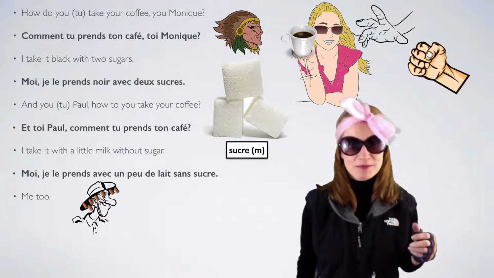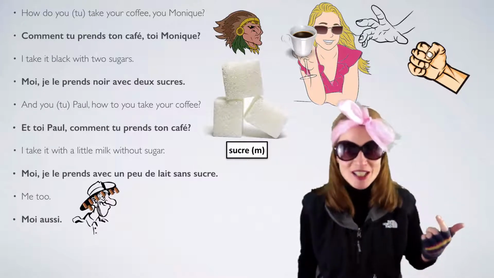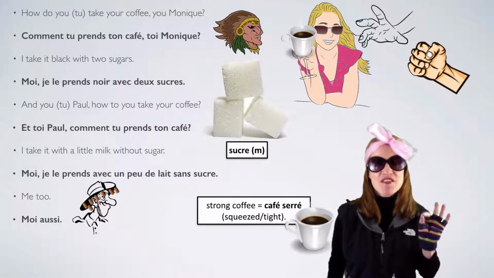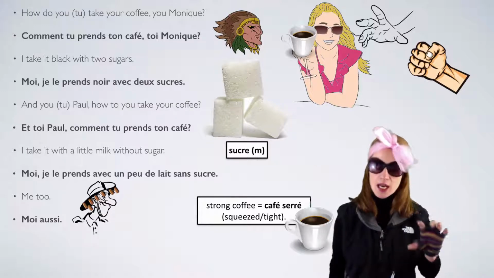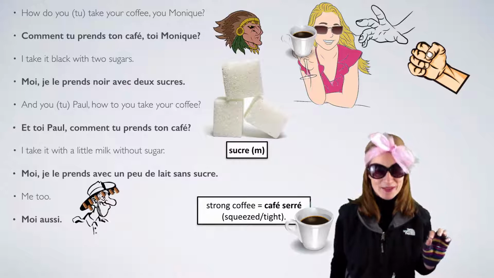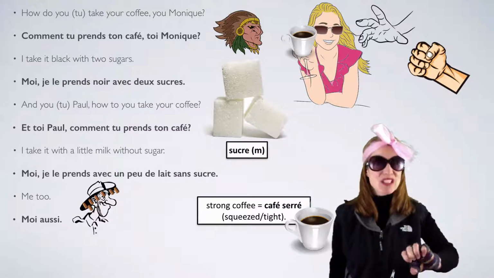Me too. Moi aussi. This is our Aussie. Okay, aussi, Aussie. You get it? Okay, the default coffee. If you ask for a coffee in France, the default coffee is a little black coffee. D'accord? If you like it even stronger, you ask for un café serré. Serré means squeezed or tight.